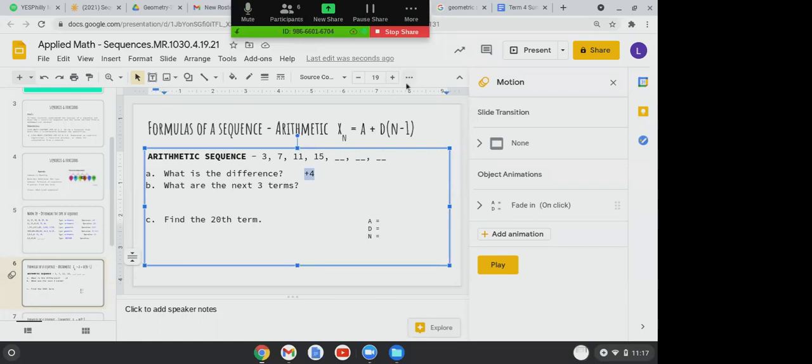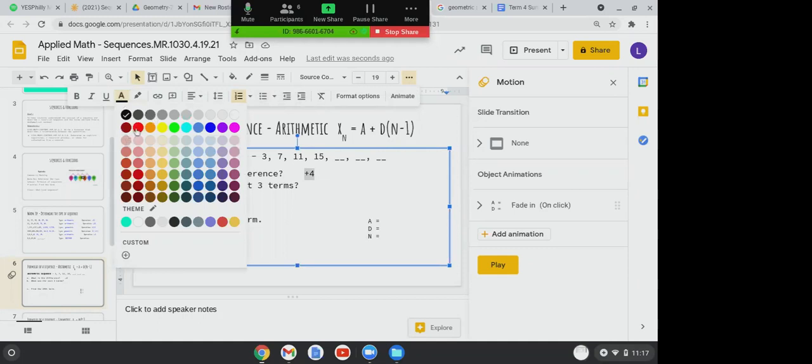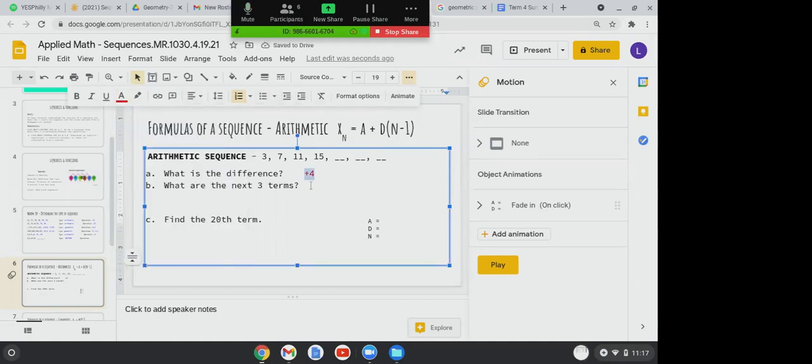19, 23, and what's after 23? 27. Okay. So now, even with that, we still only have 1, 2, 3, 4, 5, 6, 7 terms. The next asks, find the 20th term.